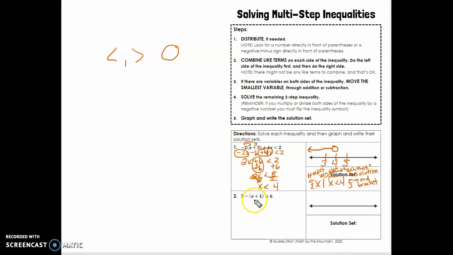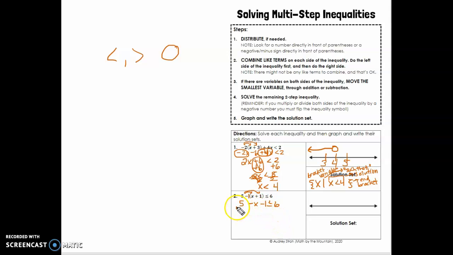Number 2. I have a parenthesis. It has x plus 1, which cannot be simplified, but it has a negative sign out in front. That means I need to distribute that negative sign, and I can look at it as taking the opposite of x and the opposite of 1, or I can write in a 1 and multiply by negative 1. I get negative x minus 1. My 5 is a separate term. It just comes down. And I have less than or equal to 6.